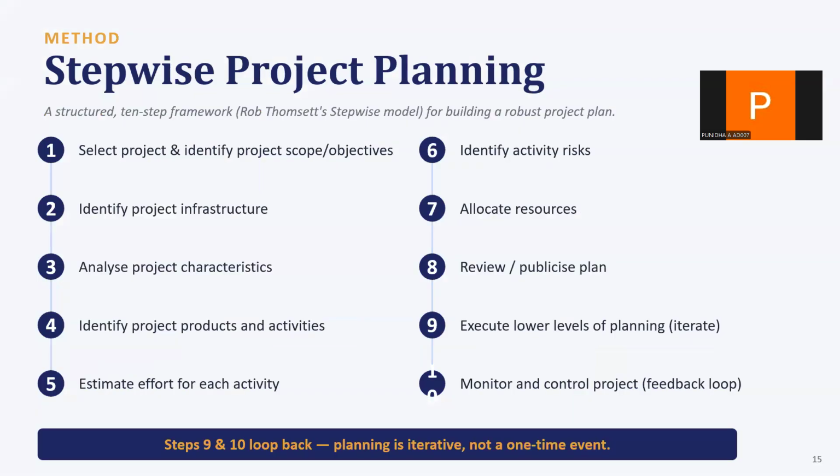Next, stepwise planning. And finally, stepwise project planning, Rob Thompson's 10-step framework for building a really solid project plan. Select the project and identify scope and objectives. Identify project infrastructure. Analyze project characteristics. Identify products and activities. Estimate effort for each activity. Identify activity risks. Allocate resources. Review or publish the plan. Execute the plan, and lower levels of planning, monitor and control the project, which is a feedback loop.